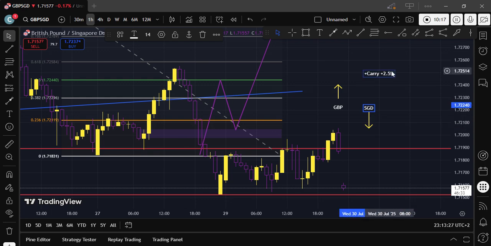So that's what we call carry trading. Carry trading is the system that we're using. What we carry is the interest, the positive swap. That's why we call it carry trading. This positive 2.5% is the carry interest that we are holding for each day that we hold this trade long.